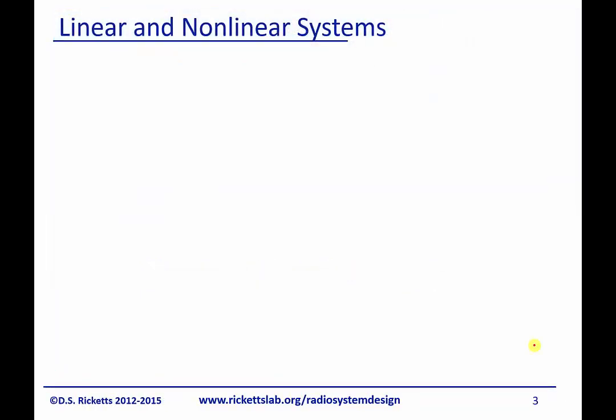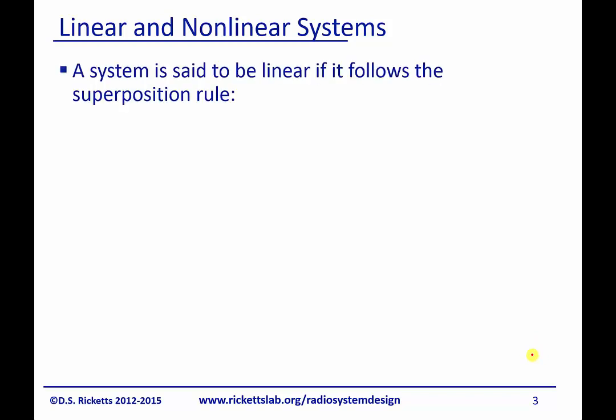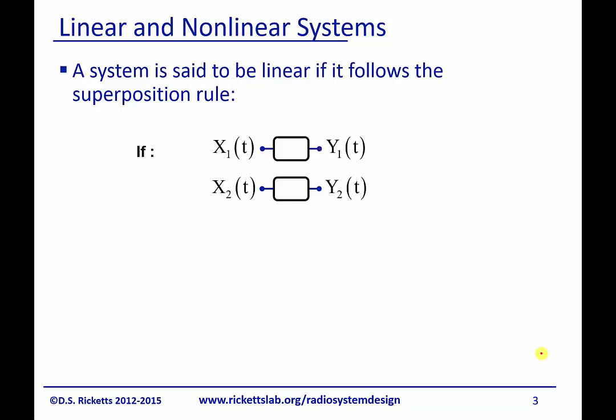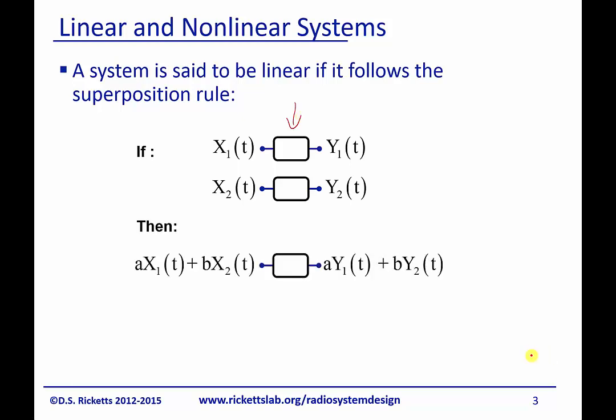So let's talk a little bit first about linear versus nonlinear systems. A system is said to be linear if it follows the superposition rule. So if I have a given system, shown here by these boxes, if I put in x1 and I get out y1, and then I put in x2 and I get y2, the system is said to be linear if I can superpose x1 and x2 and get out a superposition of the output. So if I have ax1 plus bx2, I get ay1 plus by2.